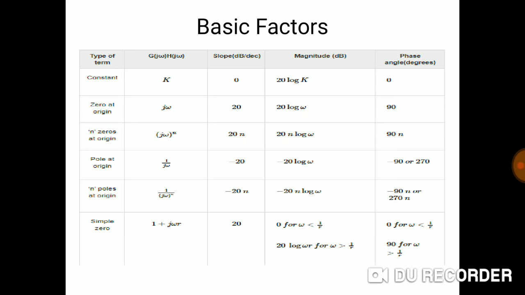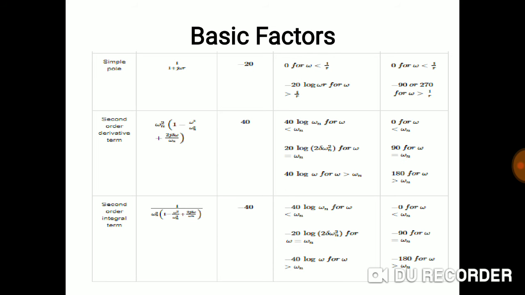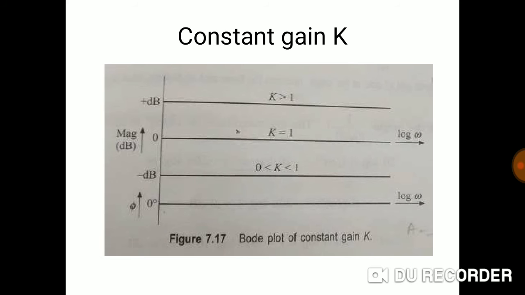Then a single zero means 1 plus j omega, and the slope is 20. Here the magnitude is 0 for omega less than 1 upon tau, and 20 log omega for omega greater than 1 upon tau. The angle is 90 for omega greater than 1 upon tau, otherwise 0. In the same way, for all the factors we find the magnitude and the phase angle. Then for whatever factors are present, we go for the Bode plot of each and every constant term or factor.